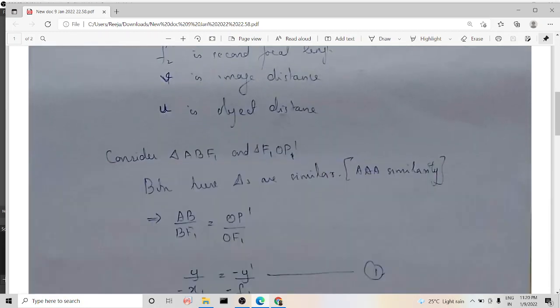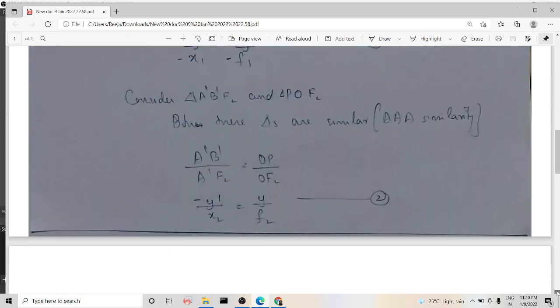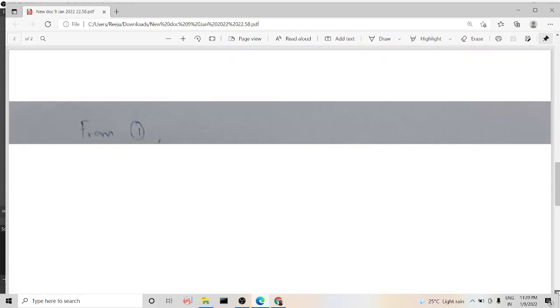Again there also I will apply sign convention. y dash is a negative distance whereas y is positive, it is above the principal axis. x2, f2 are all on the right hand side, so they are positive. So I got a second relation. Now in both 1 and 2 I write down y dash by y.